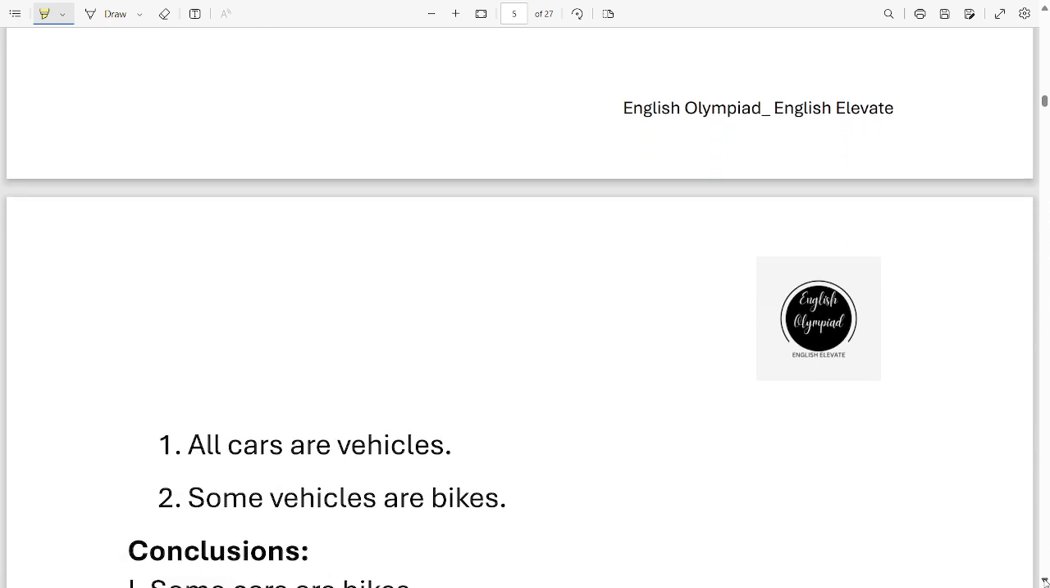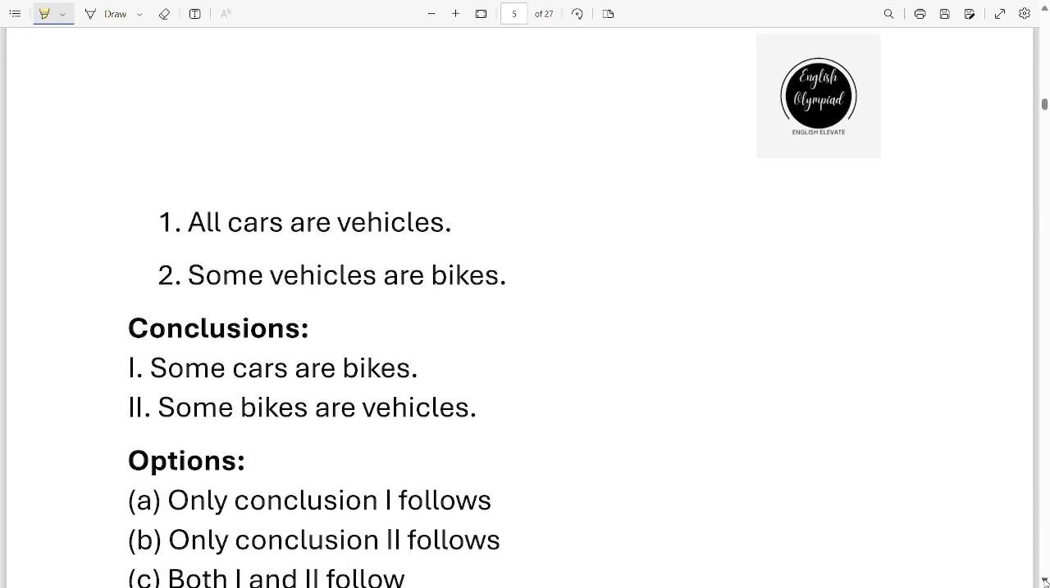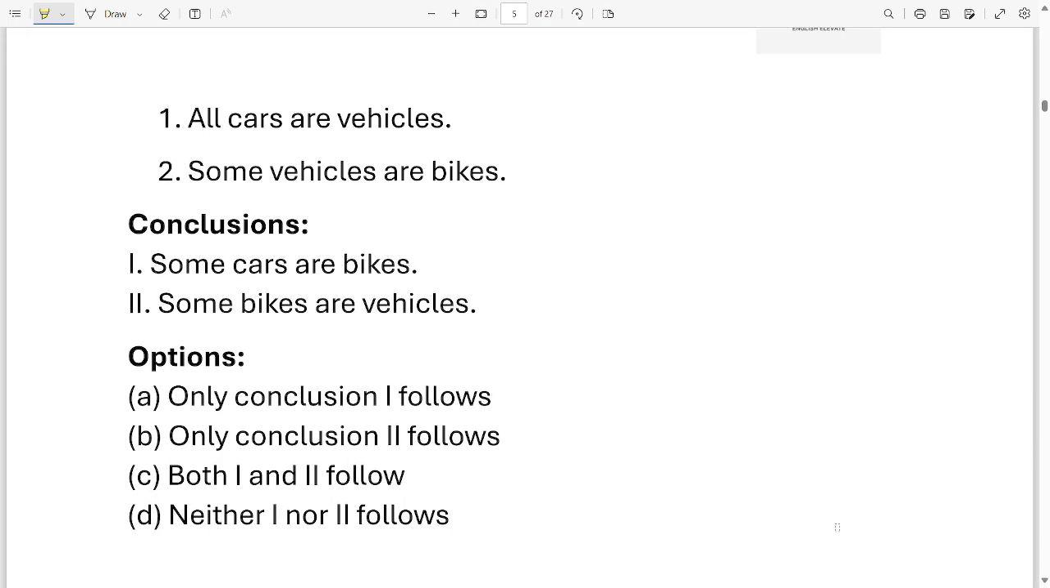Okay, next statement. All cars are vehicles, some vehicles are bikes. Now your conclusion is: some cars are bikes. Next conclusion: some bikes are vehicles. Now your options are: only conclusion 1 follows, only conclusion 2 follows, both 1 and 2 follow, neither 1 nor 2 follows.